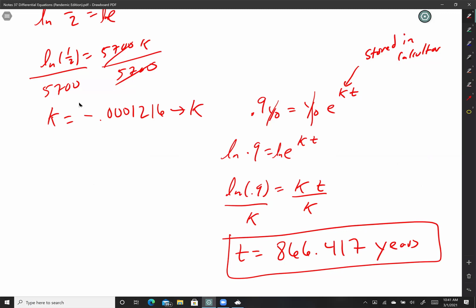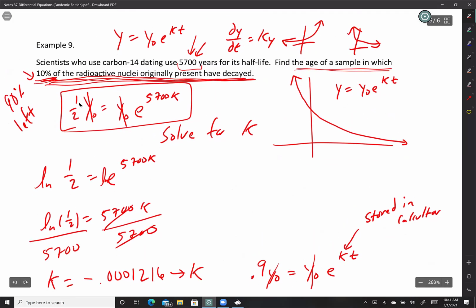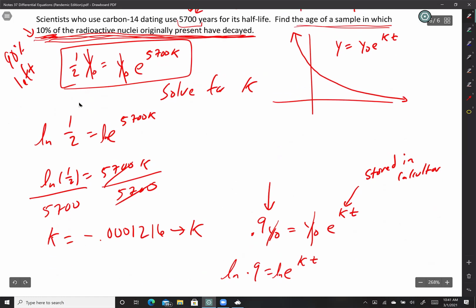How do we feel? Where did the 0.9 come from again? Oh, yeah, that's a good question. Right here, it says find the age of the sample in which 10% of the radioactive nuclei originally present have decayed. So remember that my equation tells me how much I have. If 10% has decayed, that means I have 90%. Does that make sense or no? Yeah, so we have to take that into account, guys. This equation tells you how much you have. I suppose you could work backwards, but you'd have to mess around with some other stuff. How do we feel? Do we feel okay?